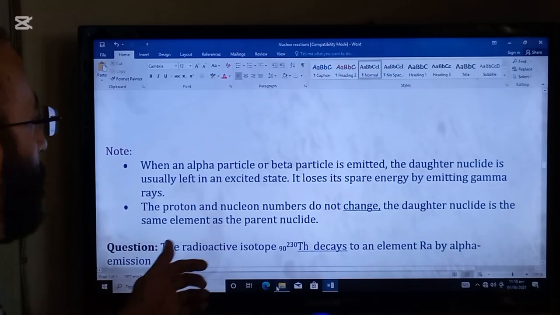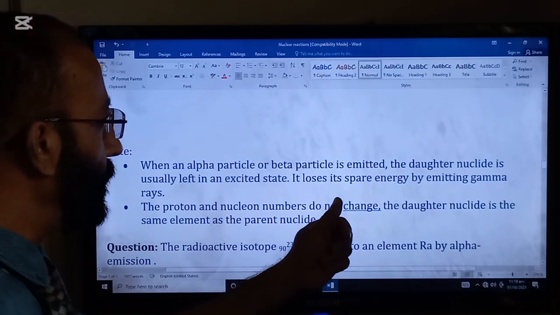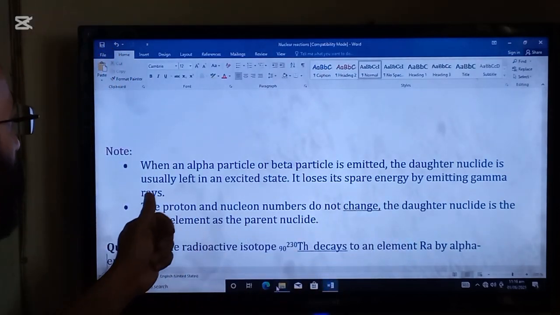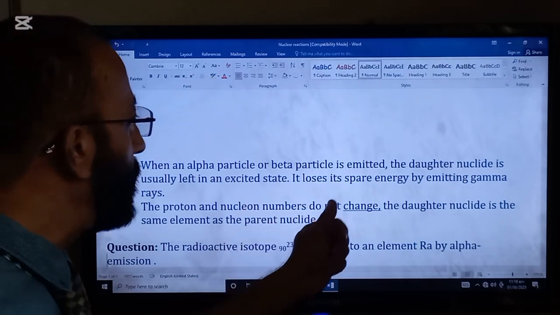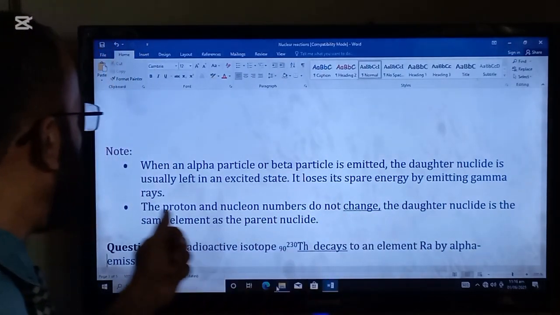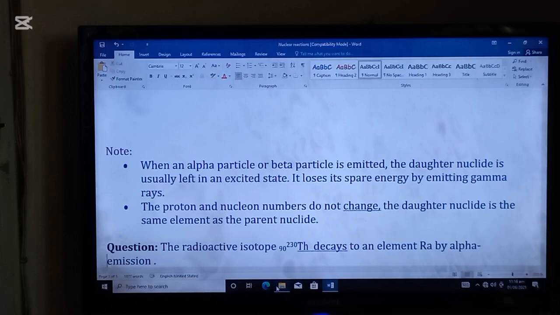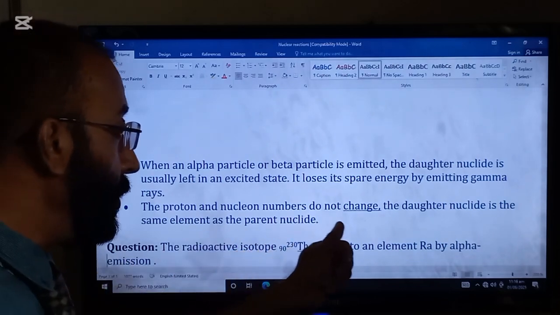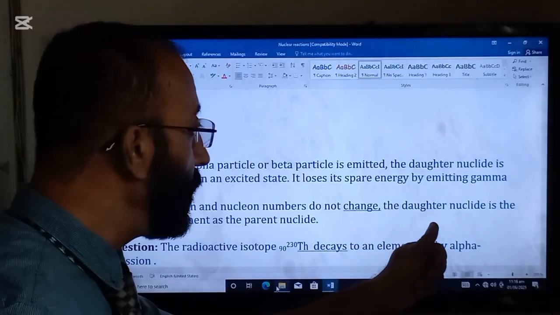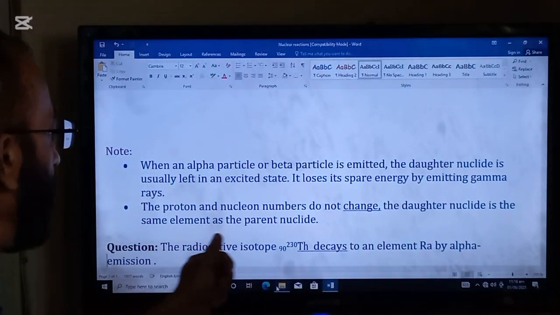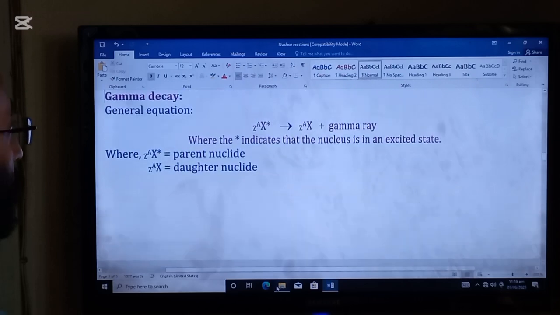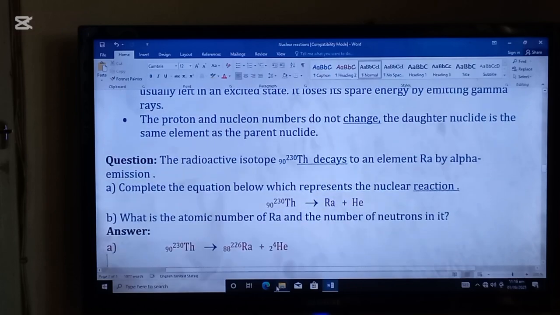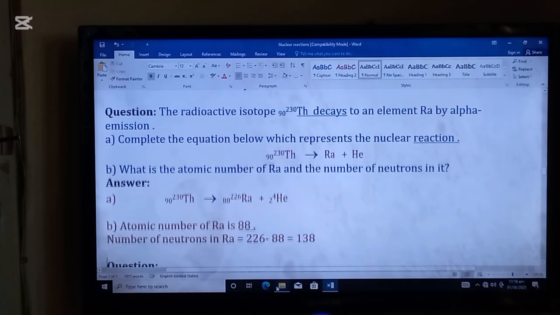Note, when an alpha particle or beta particle is emitted, the daughter nuclide is usually left in an excited state. It loses its spare energy by emitting gamma rays. The proton and the nucleon numbers do not change. The daughter nuclide is the same element as the parent nuclide under gamma decay. So look here. Now we are going to read some questions.